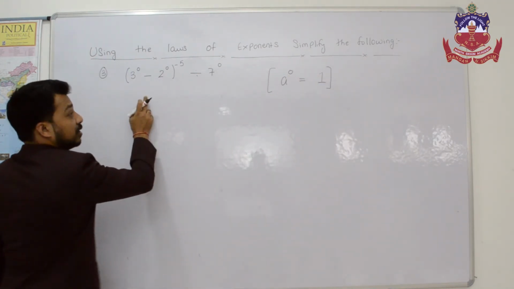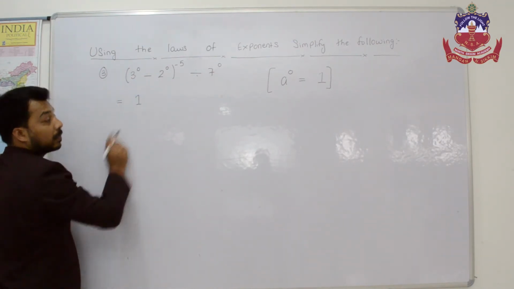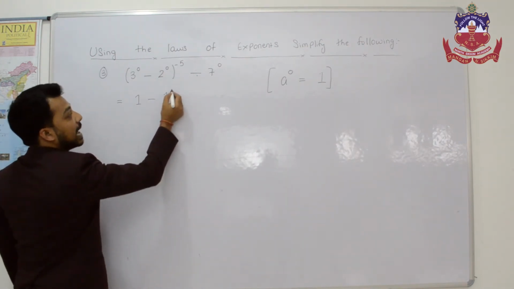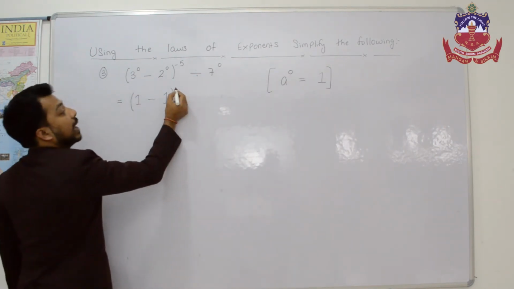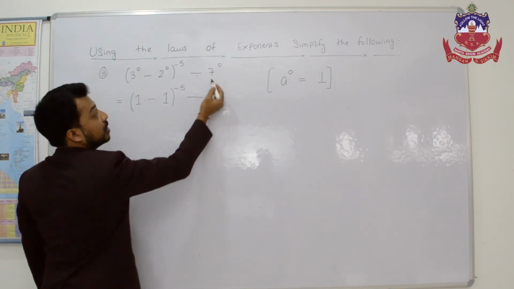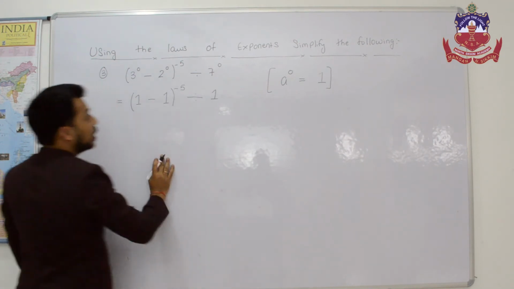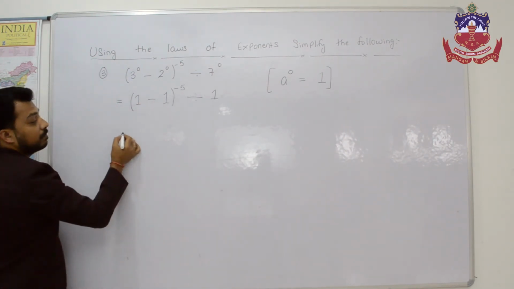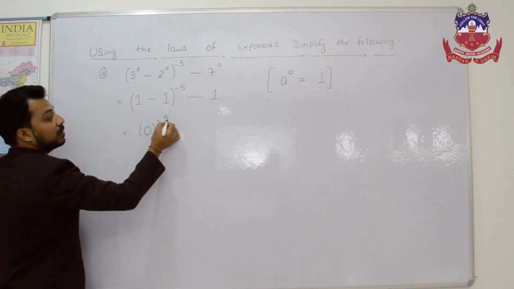So in the next step, automatically 3 to the power 0 will be written as 1, minus 2 to the power 0 will also be written as 1, as the law says anything to the power 0 is 1. Then the whole bracket to the power minus 5, divided by, now it is 7 to the power 0. Again let's use the law, so it will give you 1. Inside the bracket we have 1 minus 1. Now 1 minus 1 is 0, to the power minus 5.